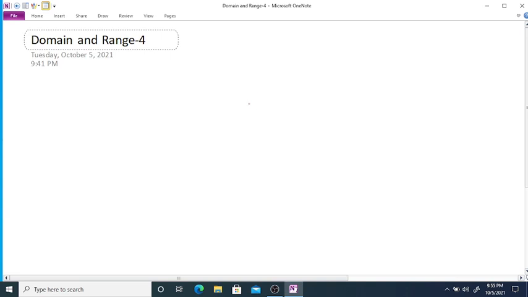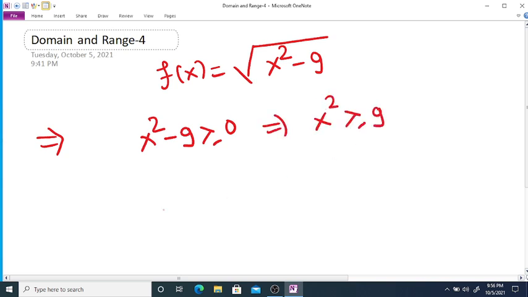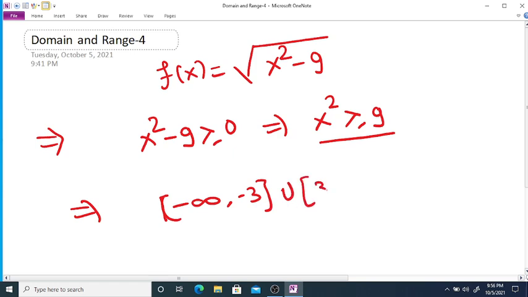Find the domain and range of the real valued function f(x) = square root of (x² − 9). Since it is a square root function, it is defined only if x² − 9 is greater than or equal to 0. This implies x² is greater than or equal to 9, so x lies in (−∞, −3] ∪ [3, ∞).